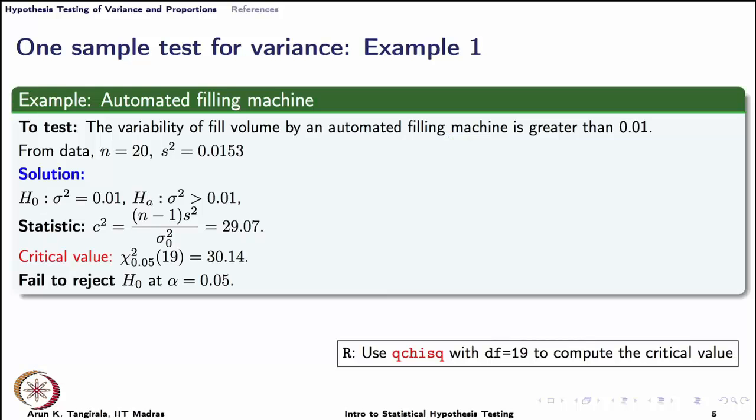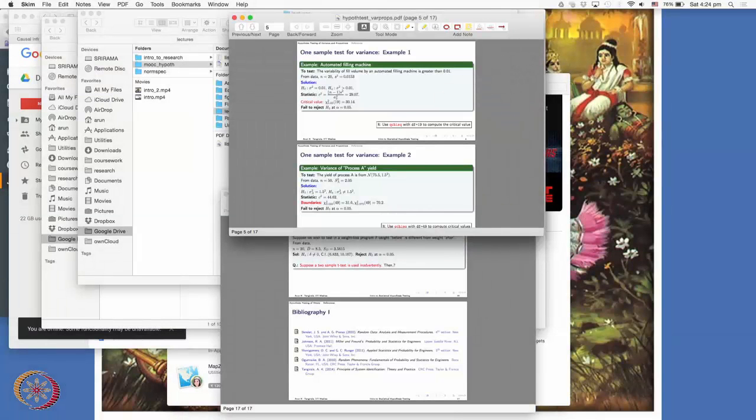So, we compute the test statistic, which is n minus 1 times s square by sigma naught square. We know all of these values, and the test statistic works out to be 29.07. The critical value, now remember this is a one-sided test, in fact this is an upper tail test, and therefore, we can use QCHISQ to compute the critical value, or you can look up a statistical table. Let us see how to do this in R, that is how to compute the critical value.